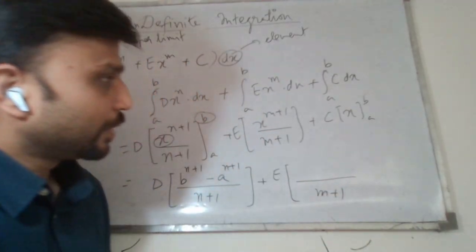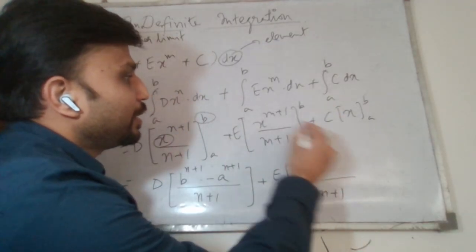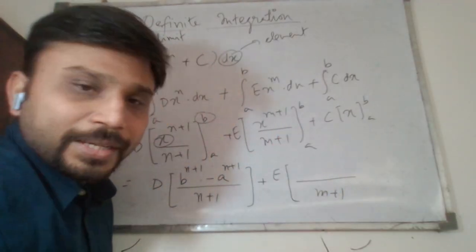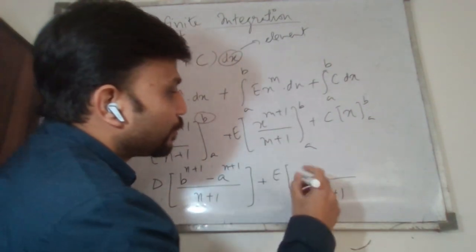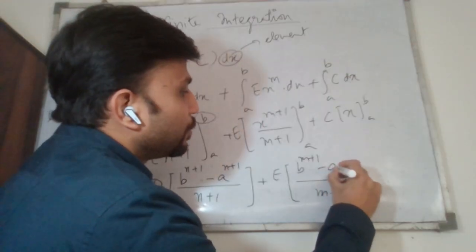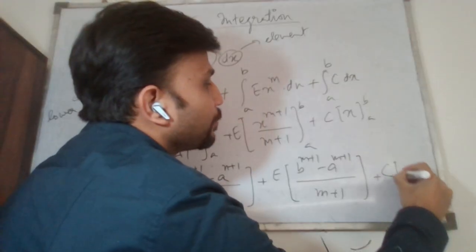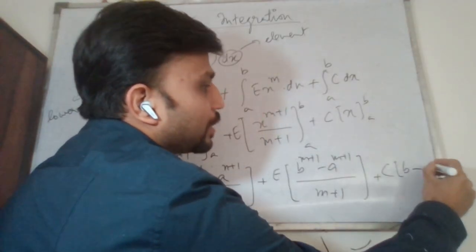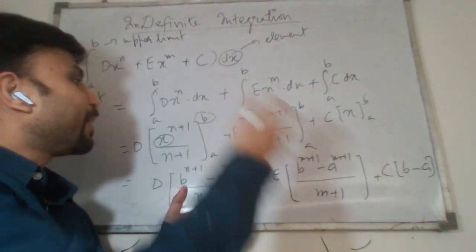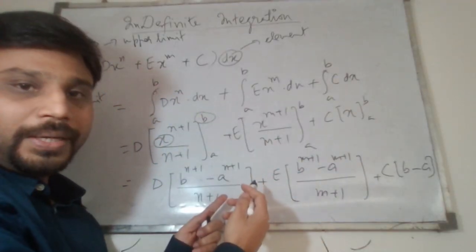Now you would have got it, right? The same thing we are going to do here. We are going to put the values a and b in the value x to the power m plus 1. So the denominator is constant only, it will remain as is, m plus 1, and the numerator would be b to the power m plus 1 minus a to the power m plus 1, plus c. The value b will be put here, this will become b minus a. So it's pretty simple. Whatever function you have got, you put the upper limit first, negative sign, lower limit next.